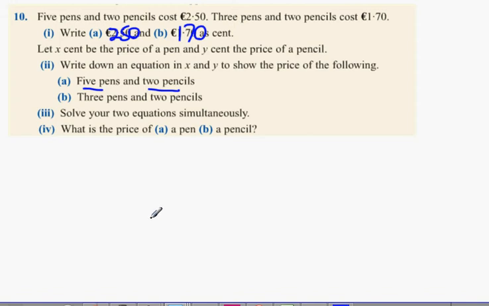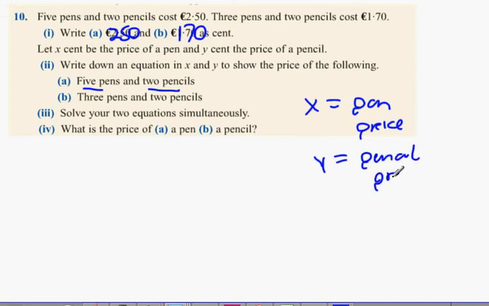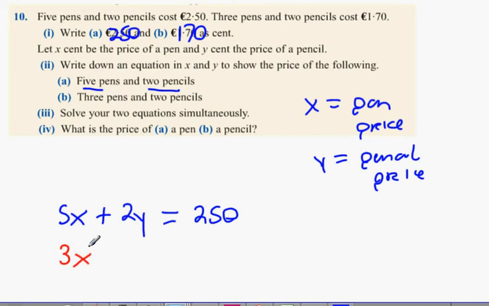Okay. What are we going to call the price of a pen? X is the pen price and y is the pencil price. What's the cost of 5 pens? 5x. What's plus? Because you add money. Plus how many pencils? 2y equals how much? 250. Okay, what about after this? What was the next part? Sorry? 3x plus 2y. So 3 pencils, 3 pens, 2 pencils equals?